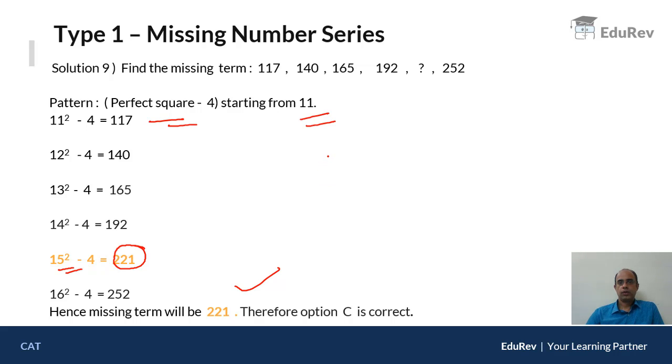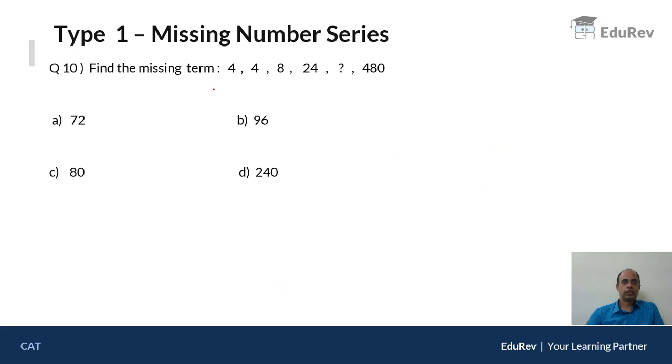As I said in my earlier lectures, you need to mug up squares till 30. Fine. Now, 252 is 16 square minus 4. 16 square is 256 minus 4, which is 252. Unless you mug up squares and cubes, it won't strike you. Hence, mug up these squares.